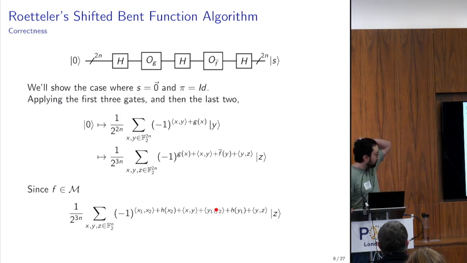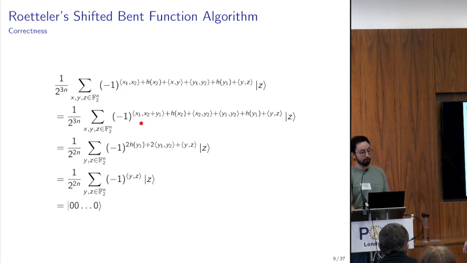So maybe we'll just talk about correctness here. We'll just take the case where s is equal to 0 and pi is the identity. Well, we can just observe the action of the circuit on the 0 state. We get an expression like this. We know what f is because it's a bent function, so we'll just plug that in. And then some simplifications where we just notice that we have some constructive interference when two variables are equal and destructive interference when they're not equal, and we just resolve this to be the shift, which is just the 0 state.